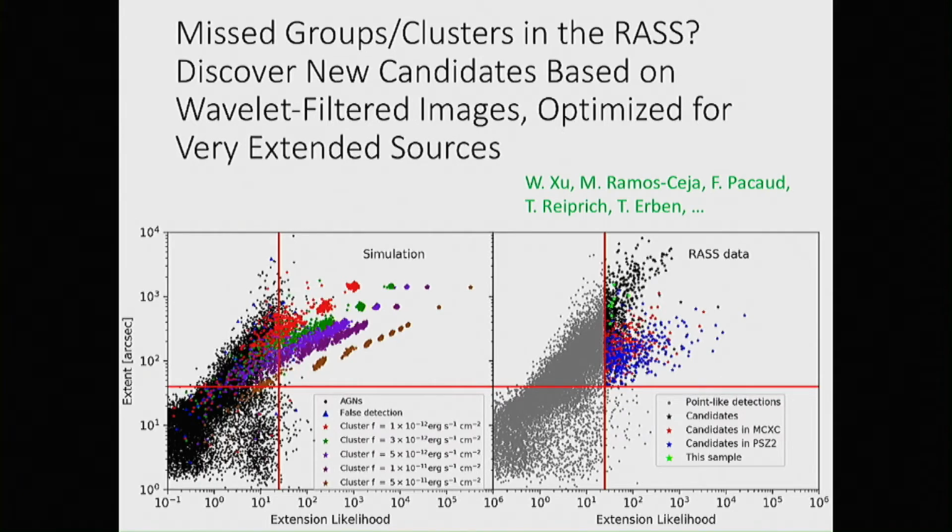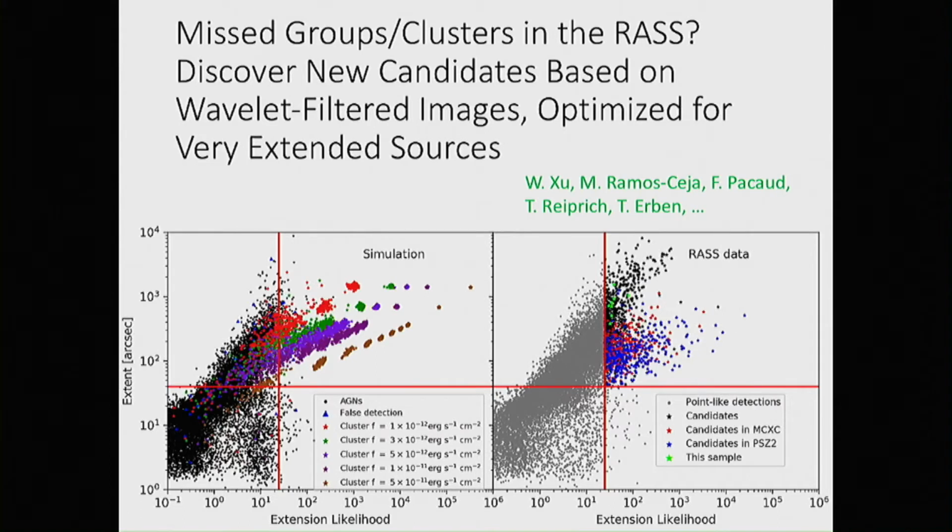Anyway, that's about 1,000 candidates. And now, what are the red and the blue symbols? The red and the blue symbols are those clusters that are already known as X-ray clusters or as Planck Sunyaev-Zeldovich detected clusters. So the next thing to notice is that almost all our candidates down here are already known. So that's good. That means our algorithm works.